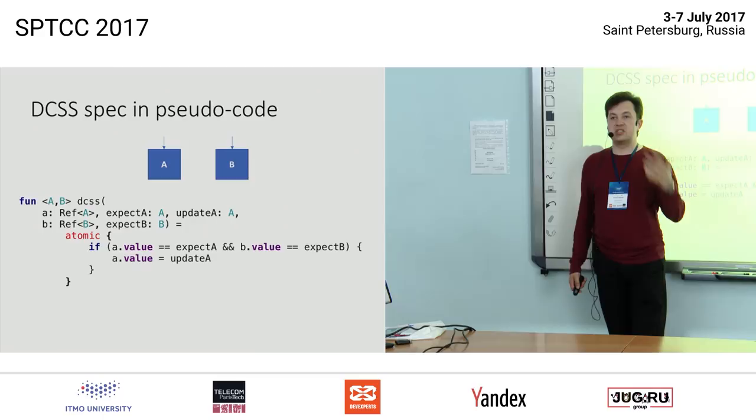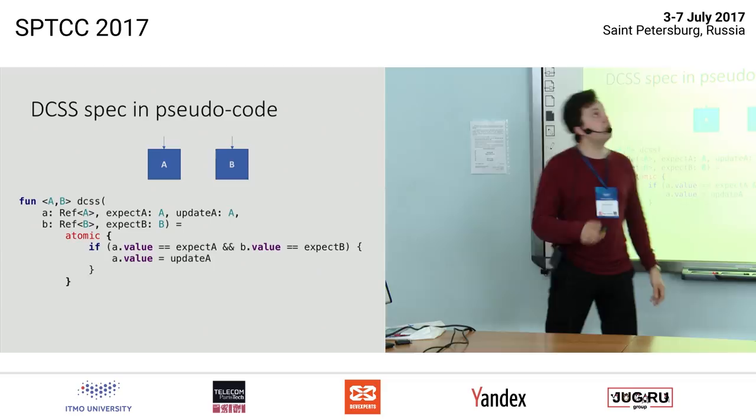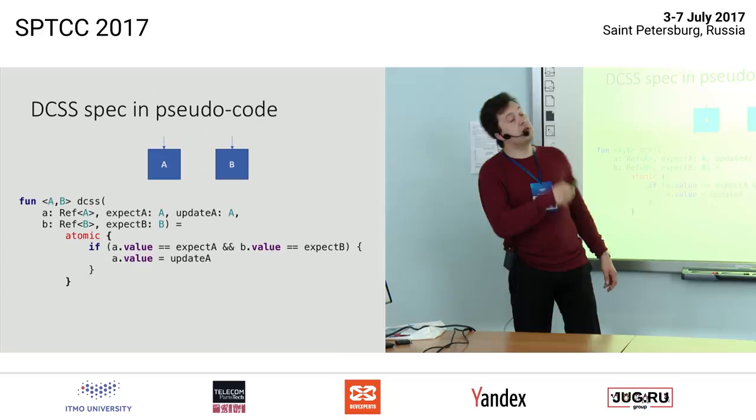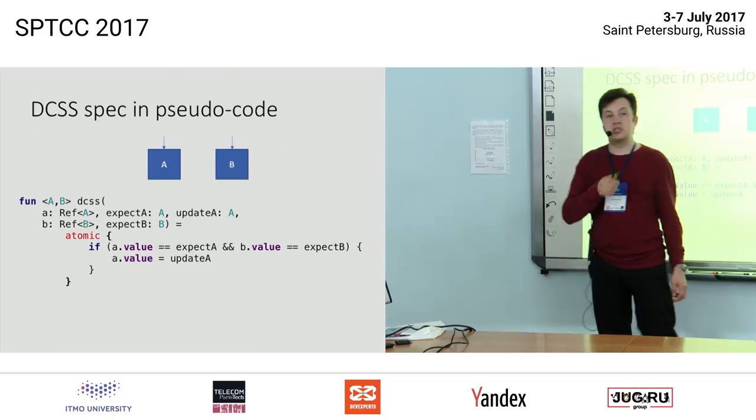The pseudocode for this building block is really simple. So there are two references, A and B. What we want to do is change the reference A if it's equal to the expected value, only if B is equal to the other expected value at the same time. So it's DCSS, double compare single swap. It's like CAS, but with an additional check.